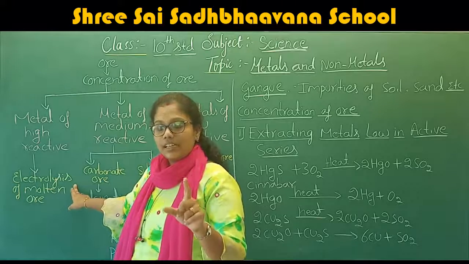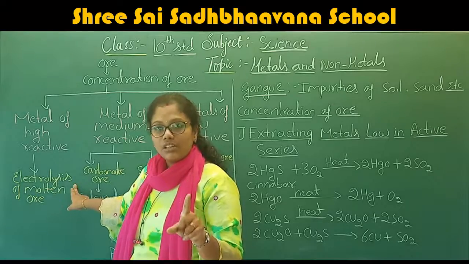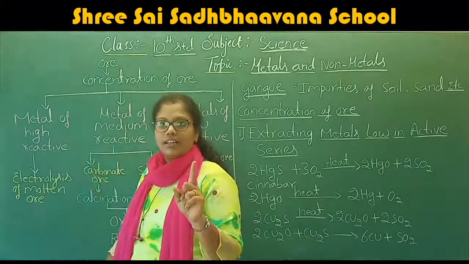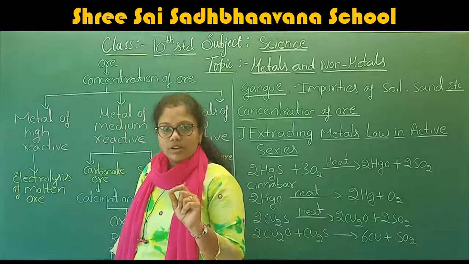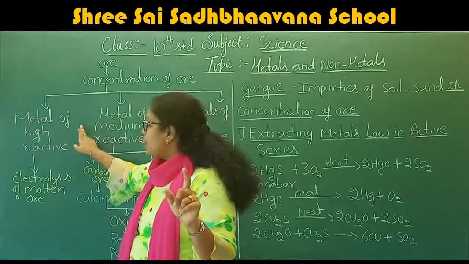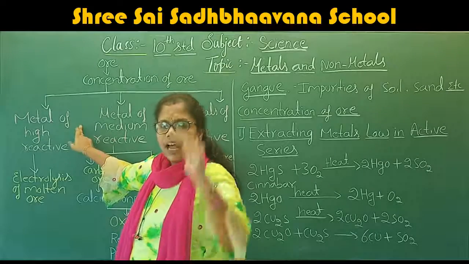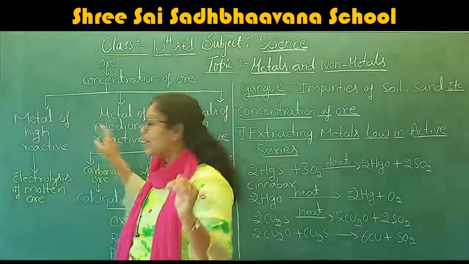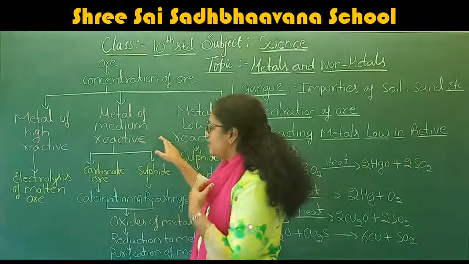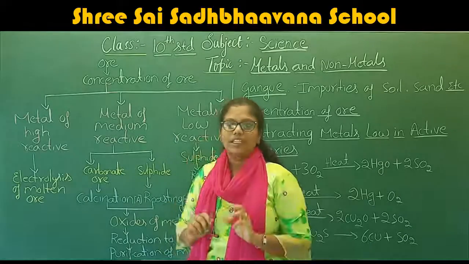Which are the metals that undergo electrolysis? The metals that undergo electrolysis are the metals of the high reactive series. After the high reactive series, next comes the middle of the reactive series. Some of the metals come in the middle of the reactive series.